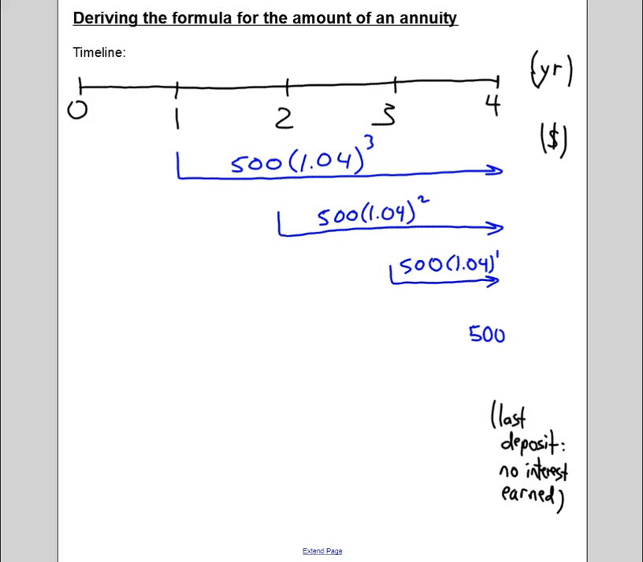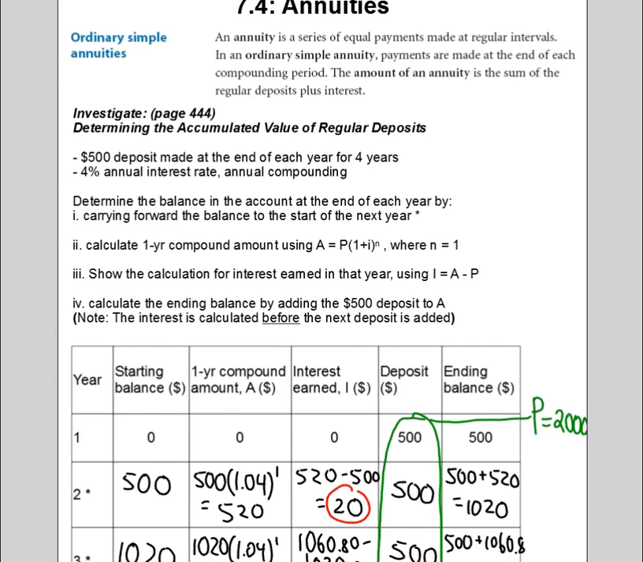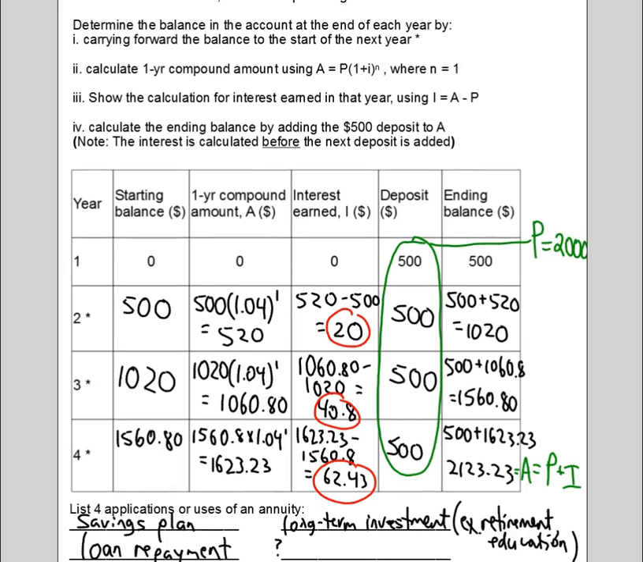All right, the next thing we're going to have a look at is how we can use knowledge of geometric sequences to determine the formula for the total amount of all of these deposits plus the interest. Previously, when we tabulated it, it was a little tedious. We had to take it 1 year at a time, and we had to roll over the ending balance, and we had to sum all of those.